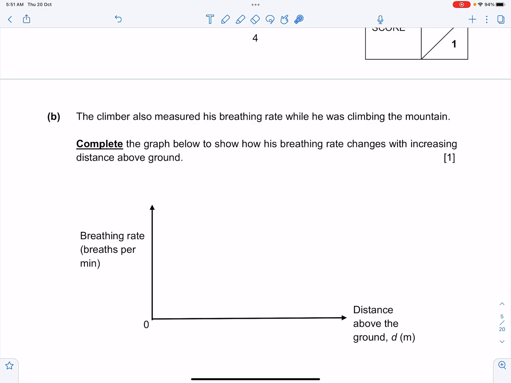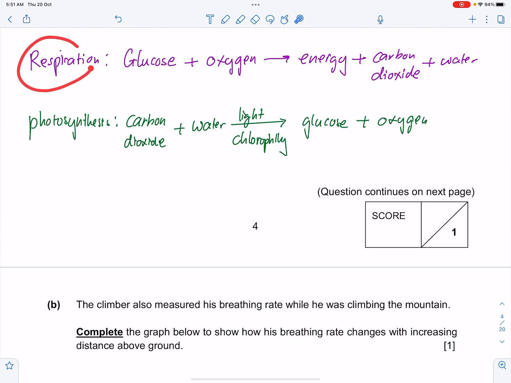So right off the top, he said he was breathing. So this tells me about respiration. We know that in respiration, we basically want to get energy. To do that, we need to have oxygen, right?